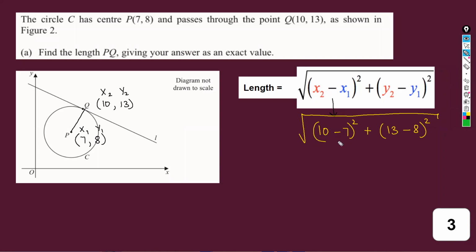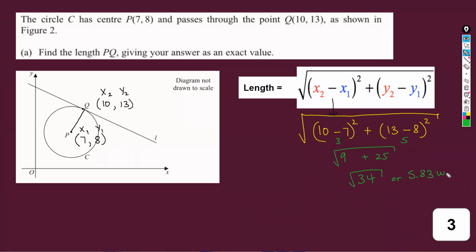So 10 minus 7 is 3, and we square that after. 13 minus 8 is 5. So 3 squared is 9, plus 25. And we're going to end up with the square root of 34. I guess we can leave it like this, but I'll make a mental note. When I square root 34, I'm not going to get a nice answer, right? So the square root of 34, or some people might have this, right?